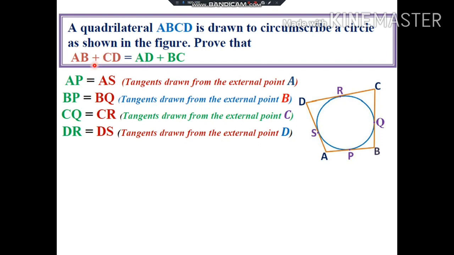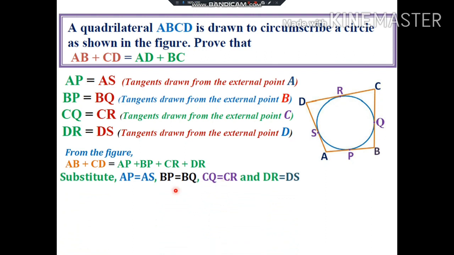Dear children, it is given to prove AB plus CD is equal to AD plus BC. What is AB? AB is nothing but AP plus PB, from the figure. Similarly, what is CD? CD is equal to CR plus DR. So from the figure, AB plus CD is equal to AP plus BP plus CR plus DR. Now substitute for AP, BP, CR and DR. Now substituting, we will get AB plus CD is equal to AS plus BQ plus CQ plus DS.